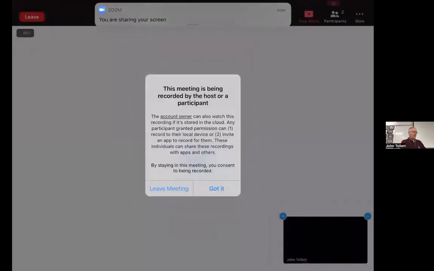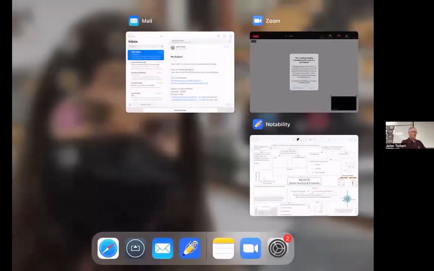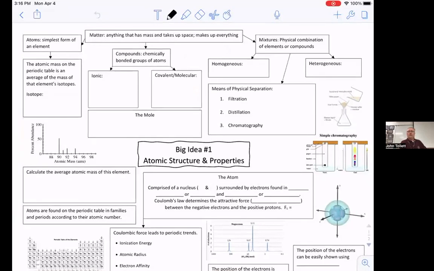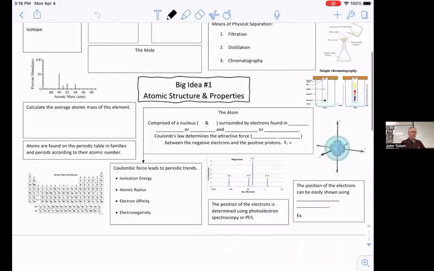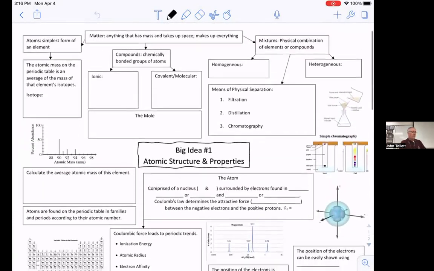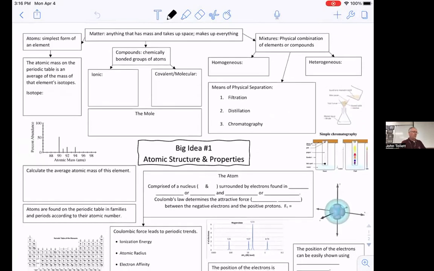So I'm going to try to zoom in a little bit and let you see these as we get through here. This is what your paper looks like. Sorry, you guys don't have color, but whatever. What I'll do is take you through the entire sheet as a single video, and then we'll come back and do the other ones individually. So the first one is big idea 1, atomic structure and properties.